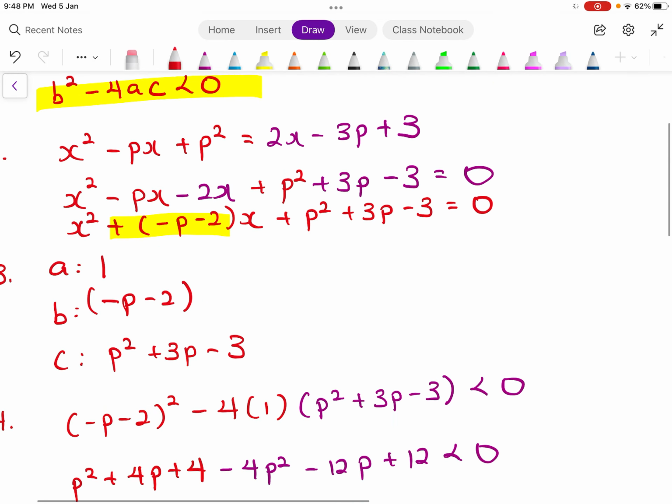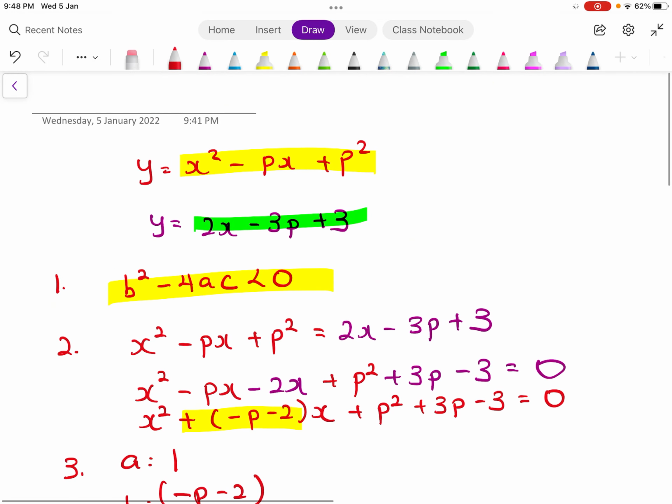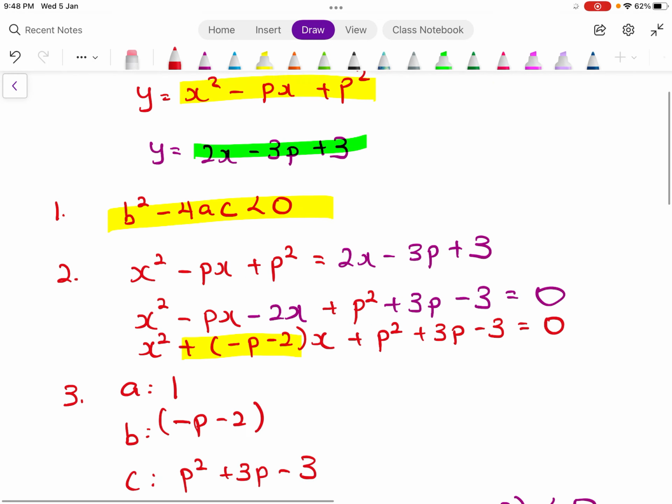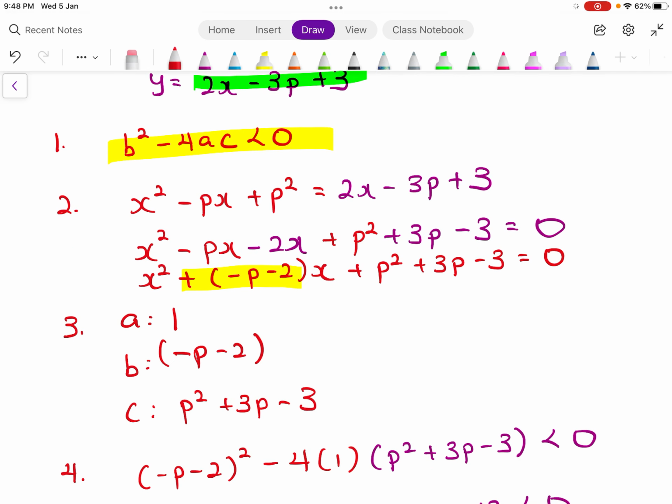First thing first, always determine your step number 1. Step number 1 is to determine your b squared minus 4ac. Is it less than 0? Is it equal to 0? Is it more than 0? How you determine step number 1 really depends on the question. If they say does not meet, it means case number 3, which is less than 0.